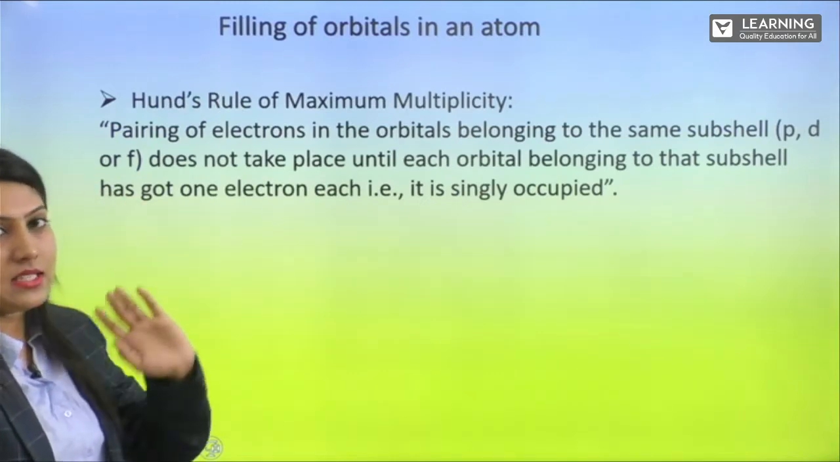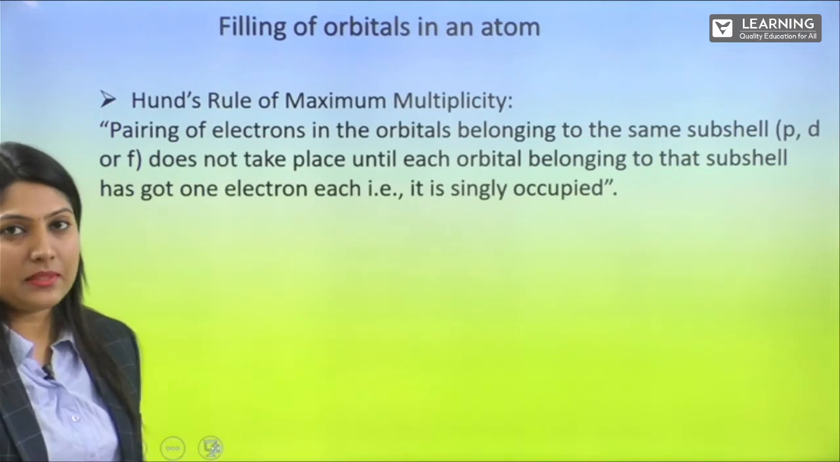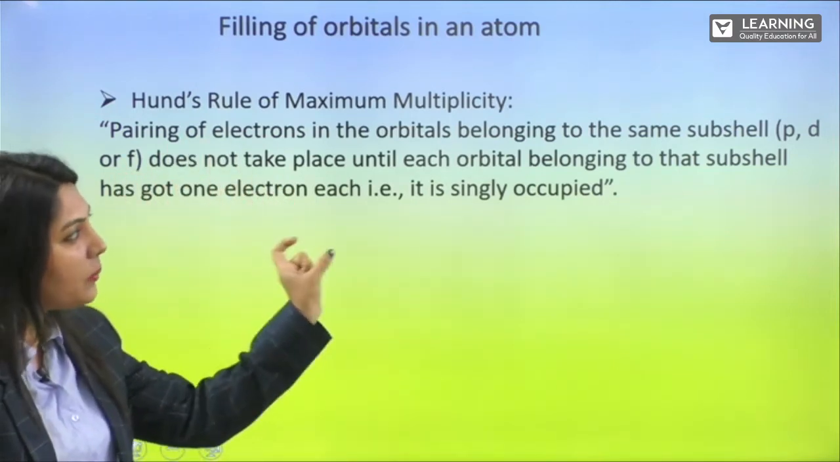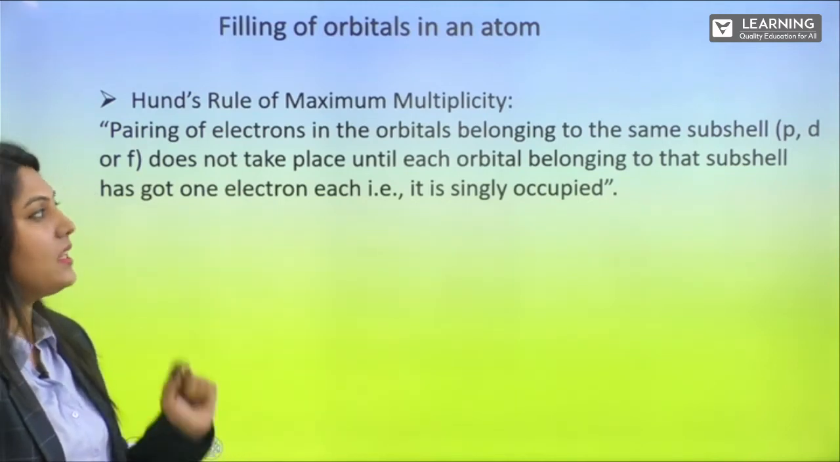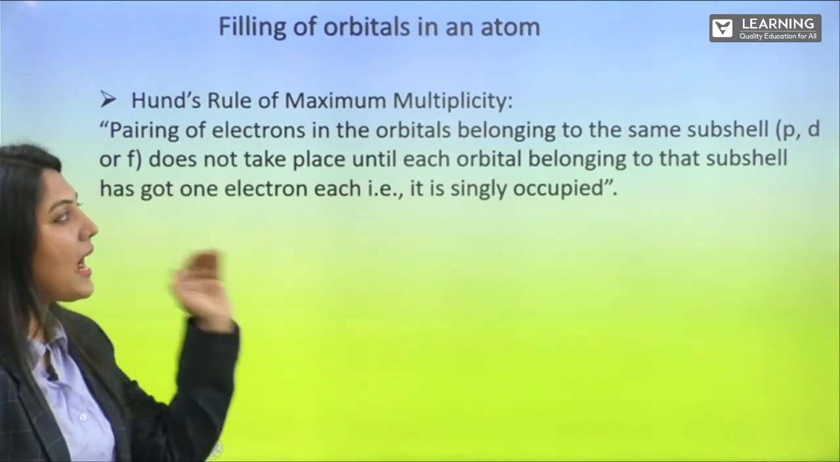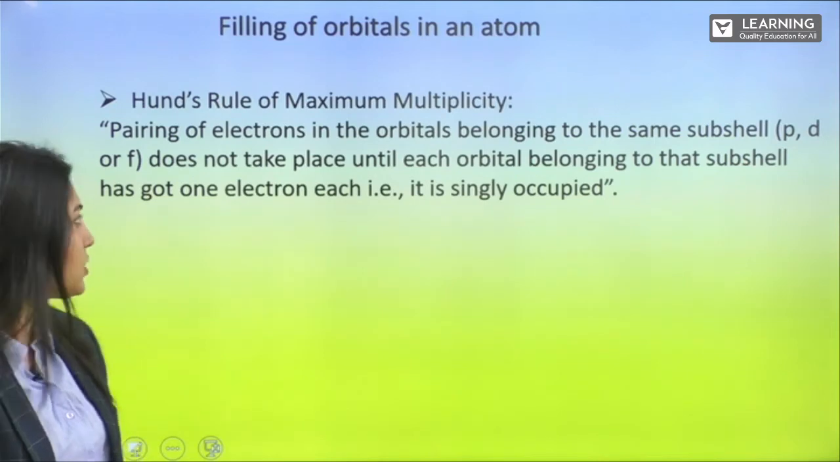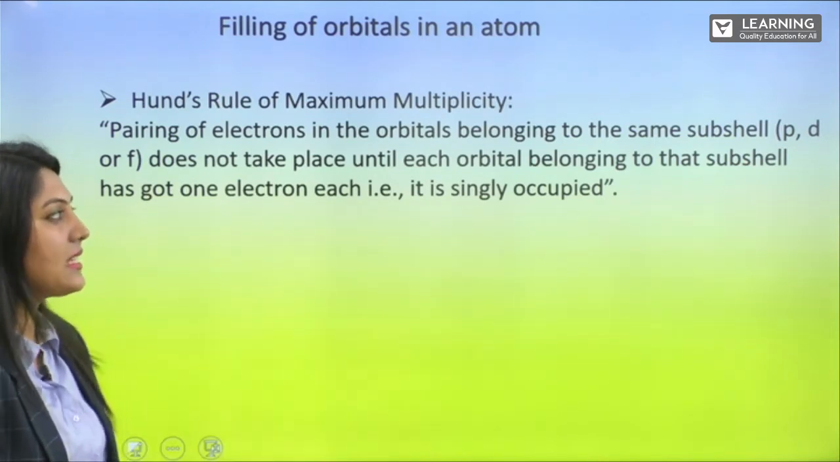Coming to the last rule, that is Hund's rule of maximum multiplicity. What does it say? Pairing of electrons in the orbitals belonging to the same subshell like s, p, d or f does not take place until each orbital belonging to the subshell has got one electron each. That is, it is singly occupied.